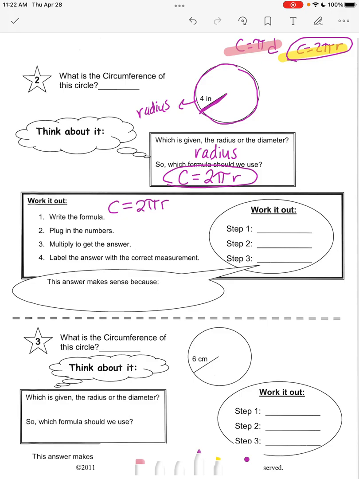Plug in the numbers. So take out what we don't need and put in what we do need. We have 2 times, remember, pi is going to equal 3.14, so 2 times 3.14 times your radius, which we're looking at the circle to get the number 4. Then we're going to multiply all that together. 2 times 3.14 times 4, and our answer is 25.12.